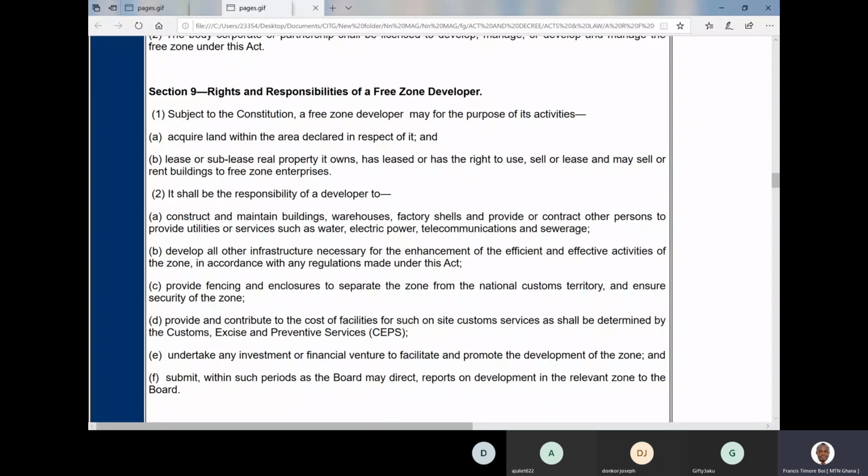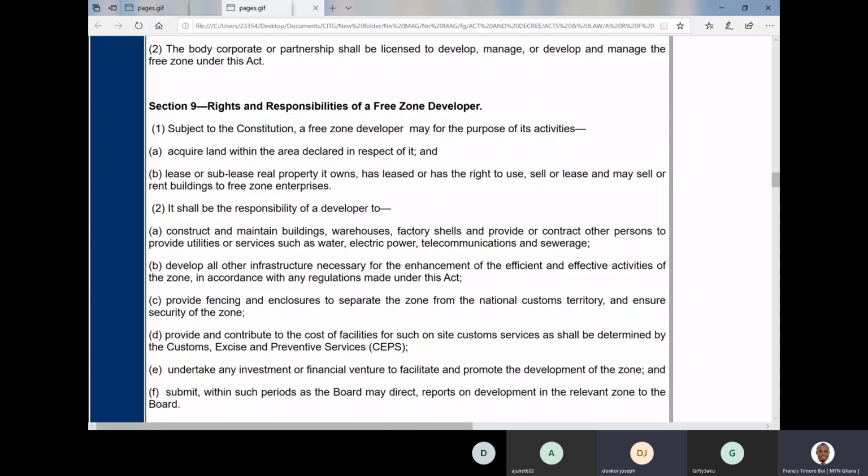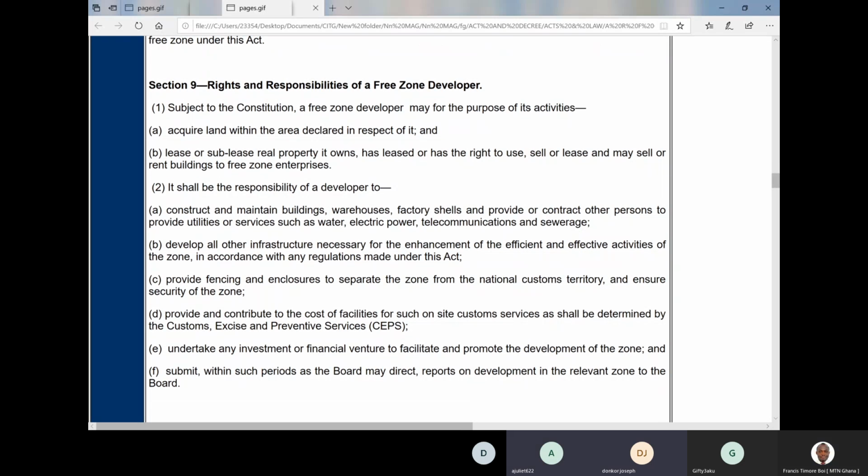Section 9. Rights and responsibility of a free zone developer. Subject to the Constitution, a free zone developer may, for the purpose of its activity: A. Acquire land within the area declared in respect of it. Or B. Lease or sublease real property it owns, leases, or has a right to use, sell or lease, or may sell or rent buildings to a free zone enterprise.